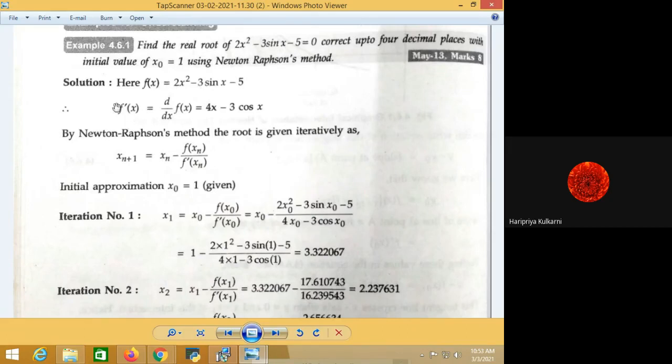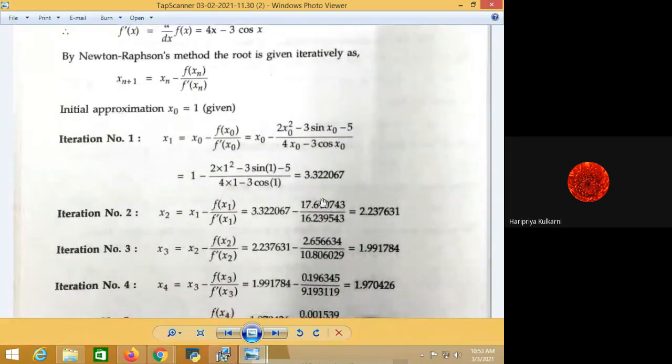In the same way, you have to find out f dash of x1. Put the value 3.322067 as x in this equation, because this is your f dash of x. You will get some answer that you put here. So it was 17.610743 and 16.239543. If you solve this, you will get 2.237631. So this is your next approximate root.